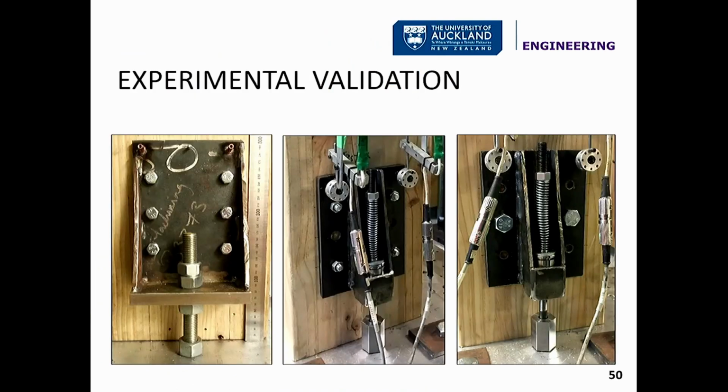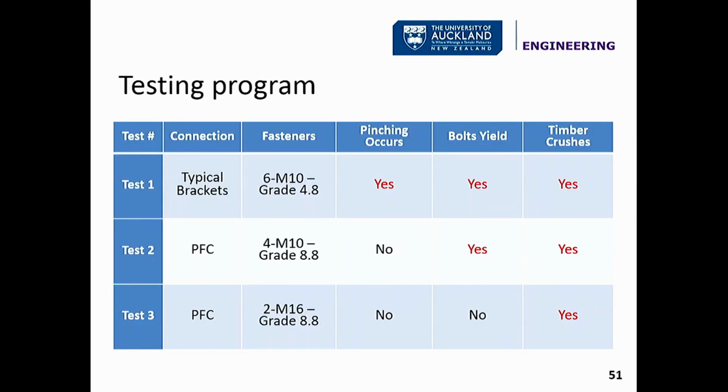And we did some experimental validation. A traditional connection, just a normal anchor bolt, with 6 small bolts; in the PFC cases, to the right, 4 smaller bolts, and in this one, 2 big and stronger bolts in the connector. The differences were that in the typical bracket, pinching would occur, the bolts would yield, the timber would crush. For the number 2, the bolts would yield, the timber would crush, there would be no pinching. That's the idea of a PFC. And in the last one, no pinching, no bolt yielding. And you'll see why we are using this one.